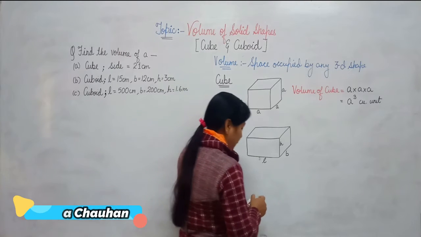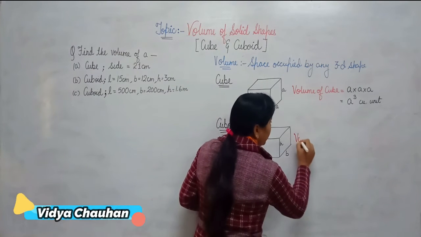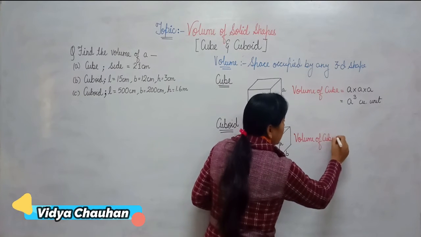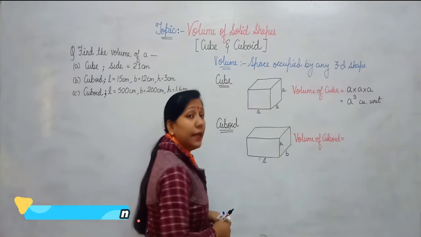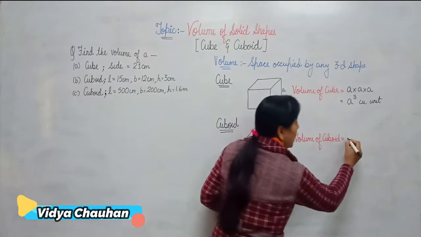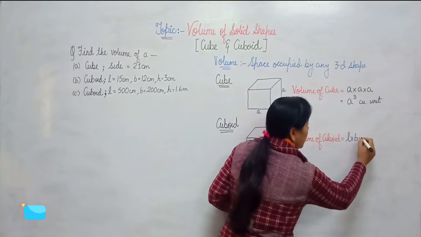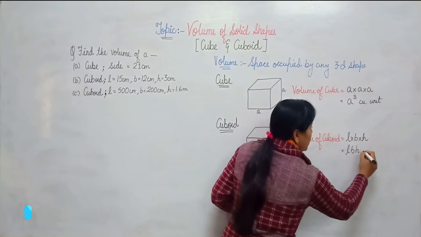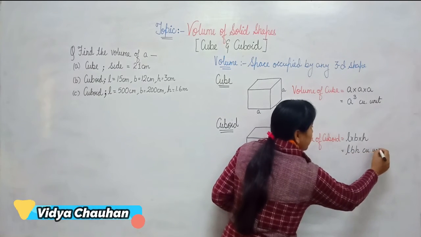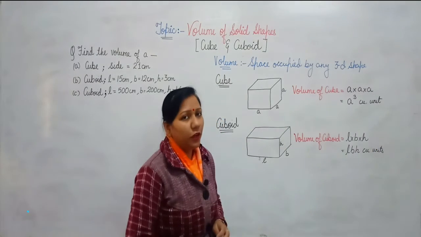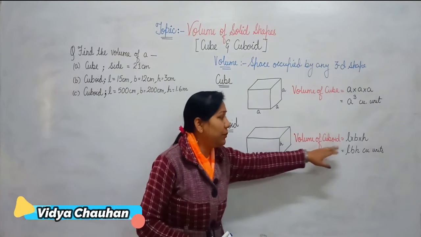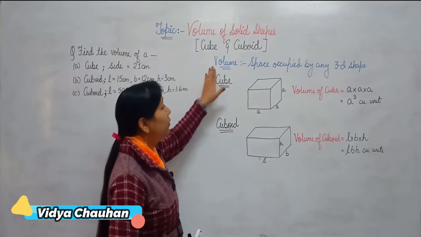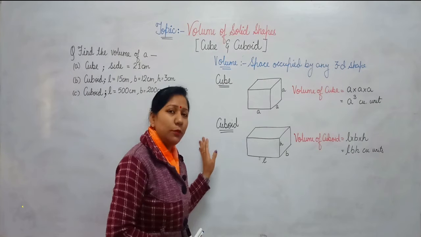Now if we talk about the volume of a cuboid, the volume of a cuboid is the same, that is length into breadth into height. So L into B into H, and it can be written as LBH cubic units. Once again, three dimensions are multiplying together, so it will be cubic unit. Understood, students? So this is all about volume and the formula for the volume of a cube and the volume of a cuboid.